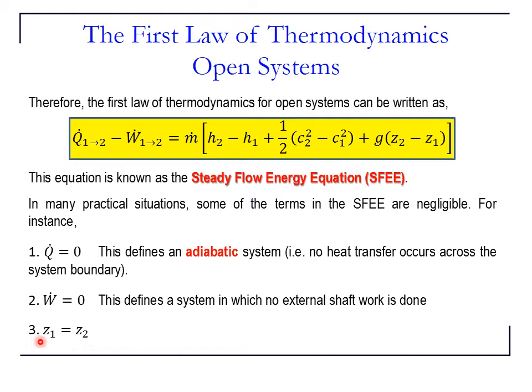The third one, Z1 is equal to Z2. This means that the difference between the height of the inlet and the outlet is very small, so that we can ignore the difference. I think this condition applies to most applications considered in this module. So this is almost always correct for every application that we're talking about in the following slides.